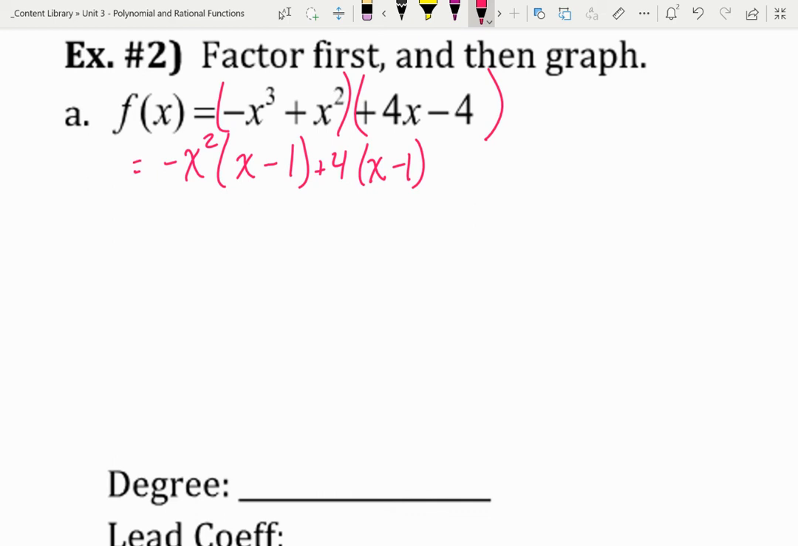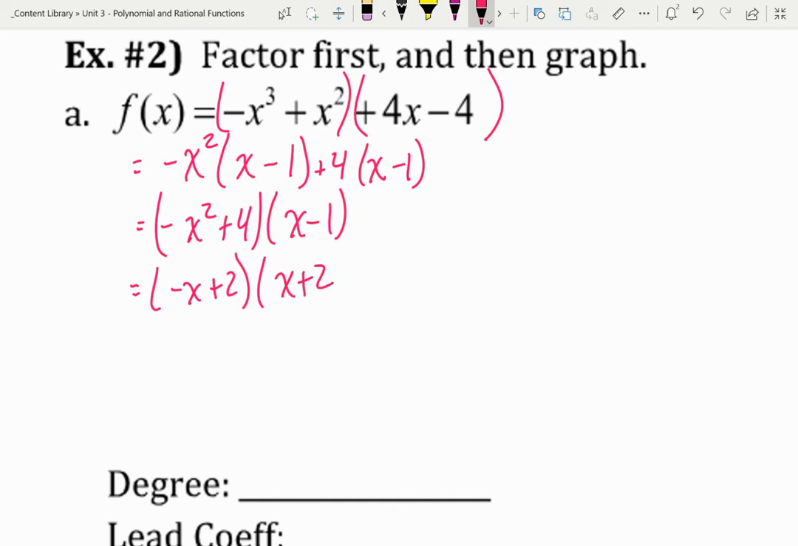So then I get negative x squared plus 4, and x minus 1, and then negative x squared would be negative x plus 2, right? Yeah. And x plus 2, and then x minus 1. There it is in factored form.